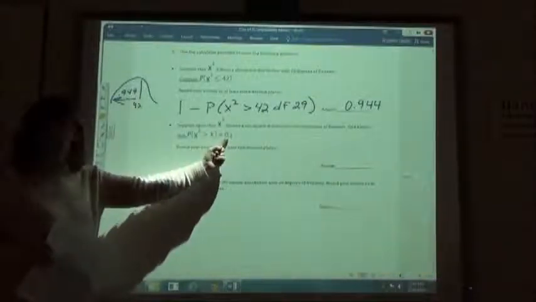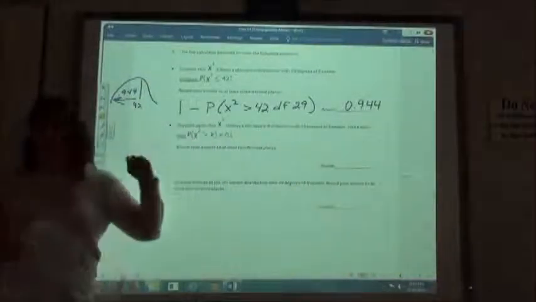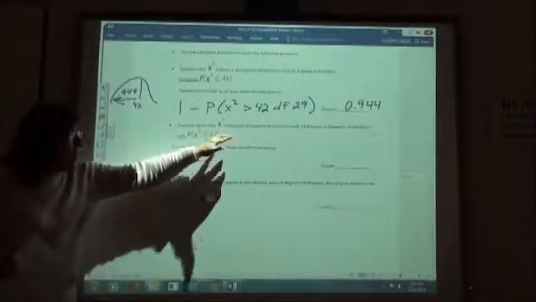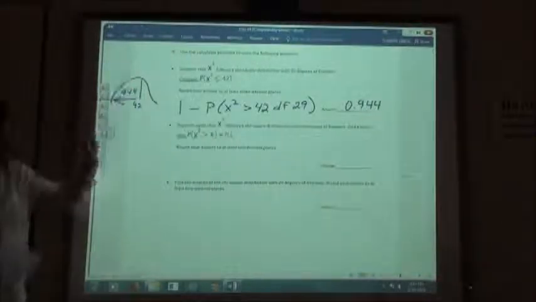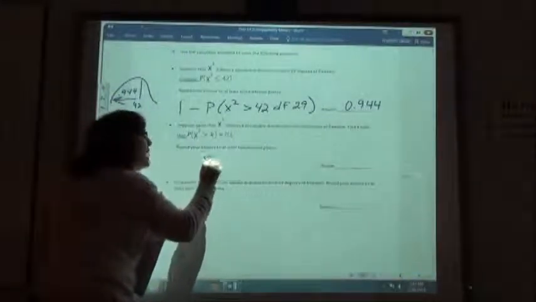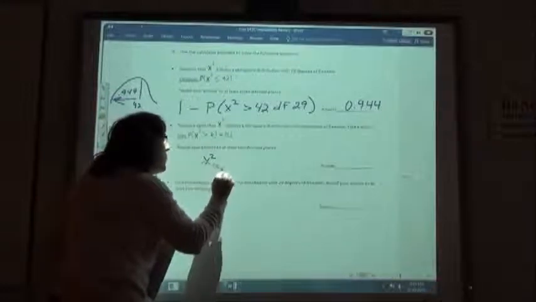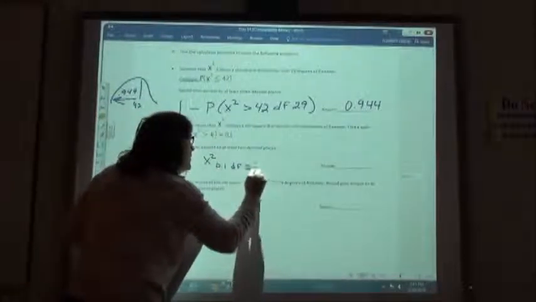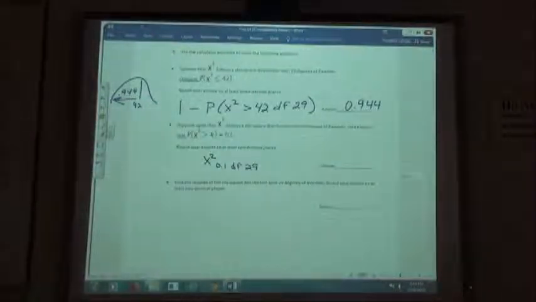This one's to the right, so if it's to the right, because it's a greater than, we're just going to use our number. This time they gave us the area, we're finding that critical value cutoff point. So we are going to have chi squared sub 0.1 with a degree of freedom of 29, it says. So if I get a greater than, I just get to use the number that's there.